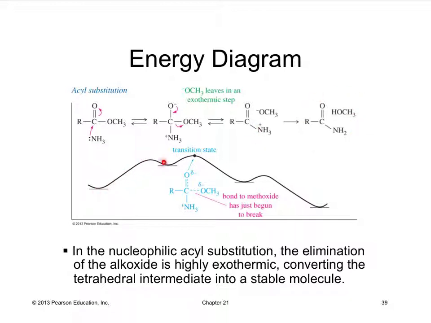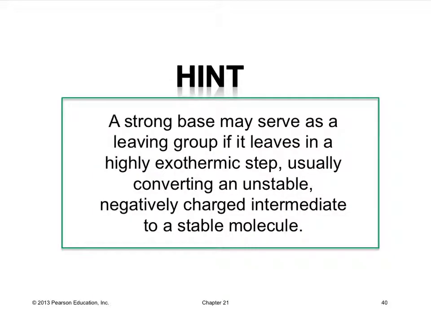So here you're going to have transition states for each step, between the steps, and your rate limiting step is over here, where your transition state is when the bond is about to break to form the methoxide. This elimination of this alkoxide is highly exothermic, right? And so you can introduce heat in order for this reaction to move forward. A thing to note is that a strong base can serve as a leaving group if it leaves in a highly exothermic step, usually converting an unstable negative charge intermediate to a stable molecule.